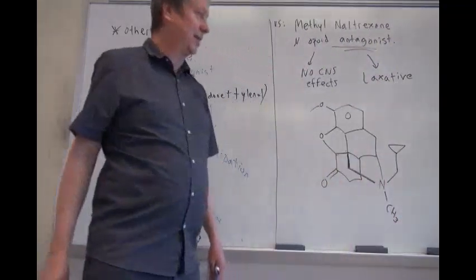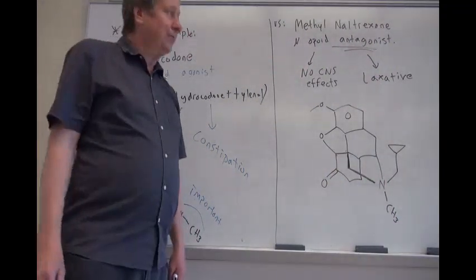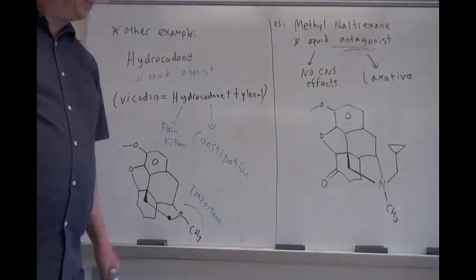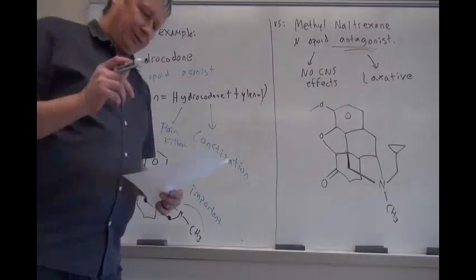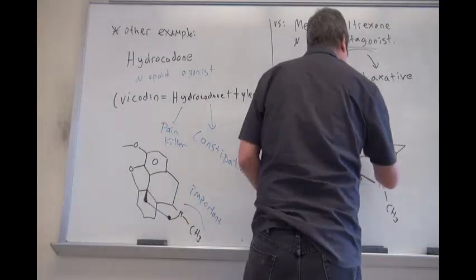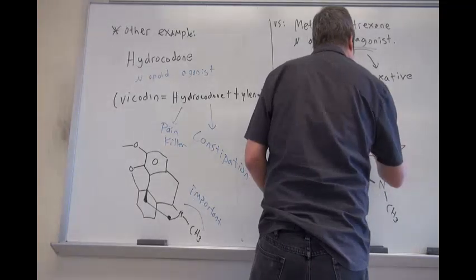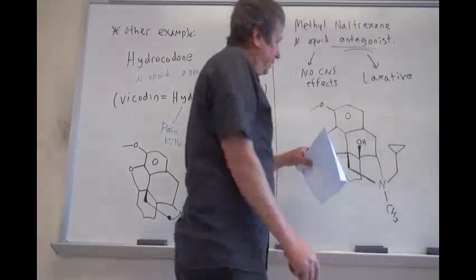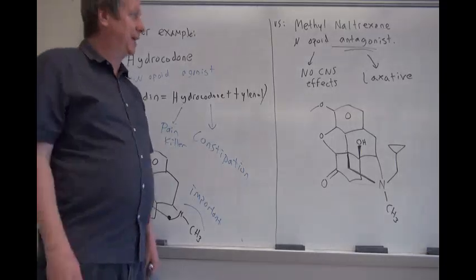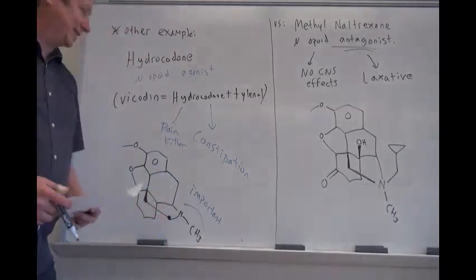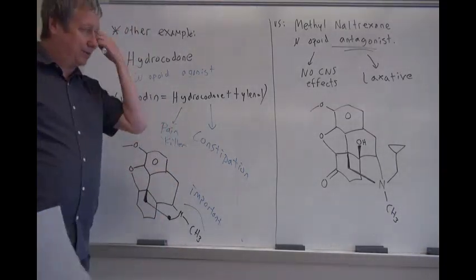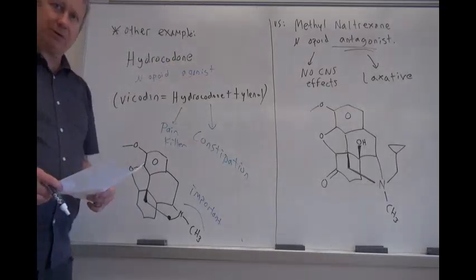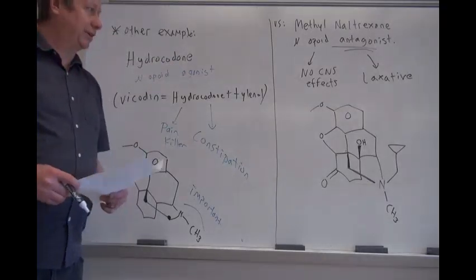So it's a methyl cyclopropane. The other difference is it has an OH right here. I think the OH has to do with why it's an antagonist. I think that's a key difference between some of these drugs, is having that hydroxy group there. Okay, so this is methyl naltrexone.